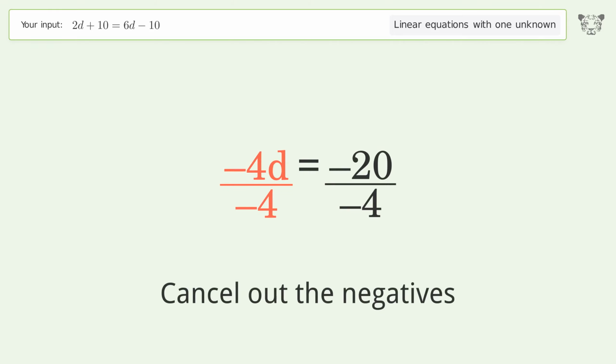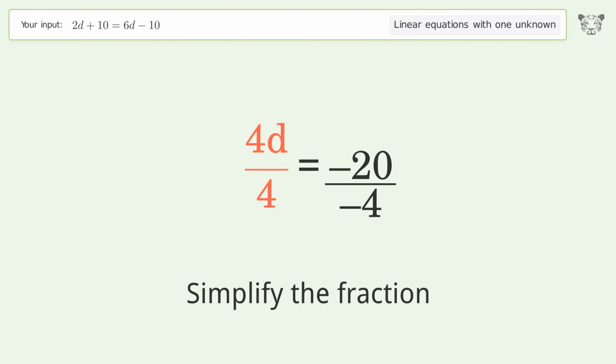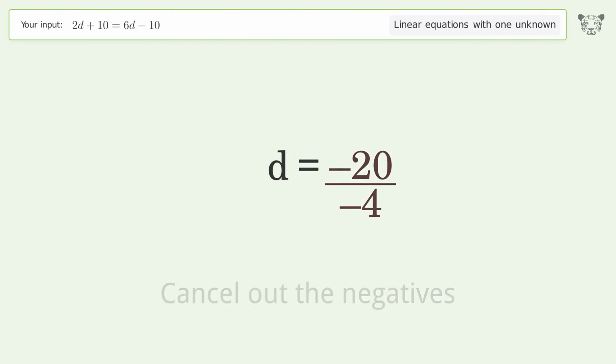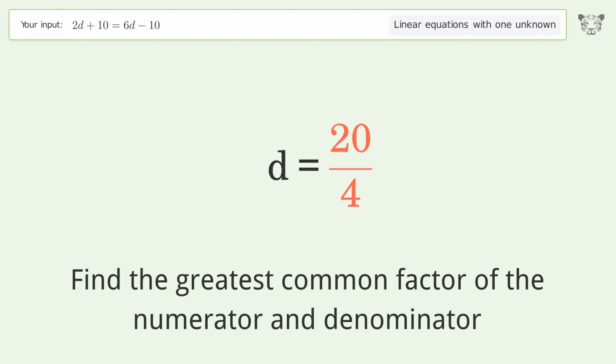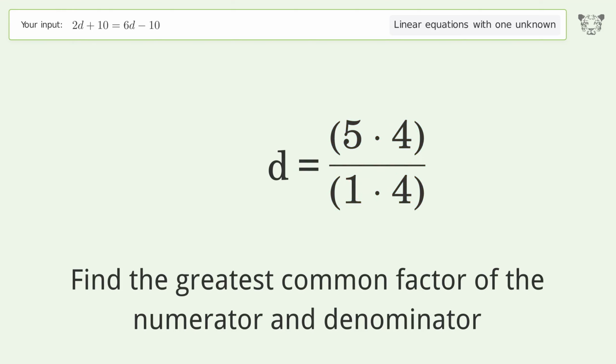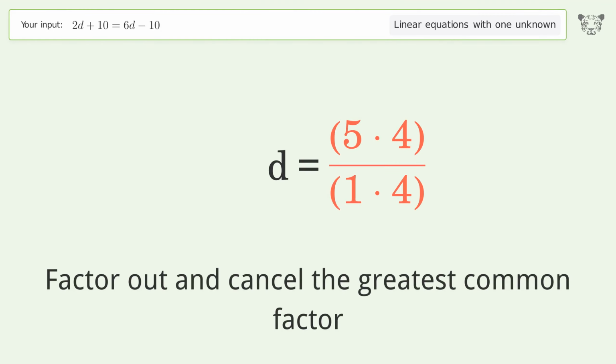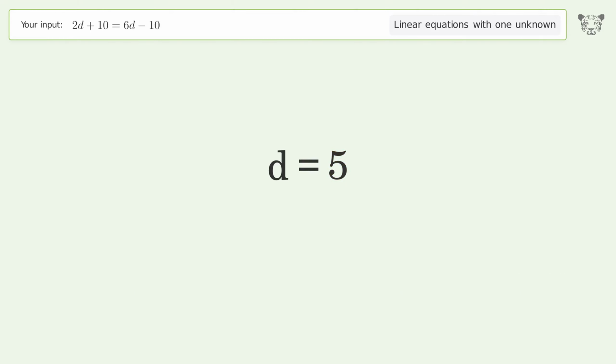Cancel out the negatives. Simplify the fraction. Cancel out the negatives. Find the greatest common factor of the numerator and denominator. Factor out and cancel the greatest common factor. And so the final result is d equals 5.